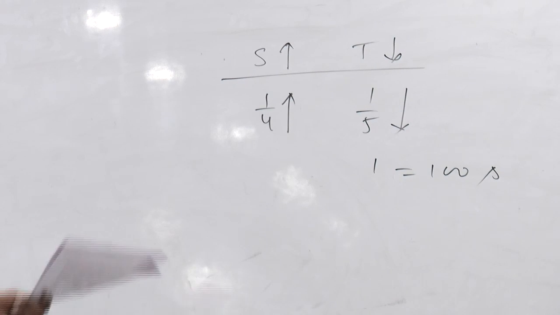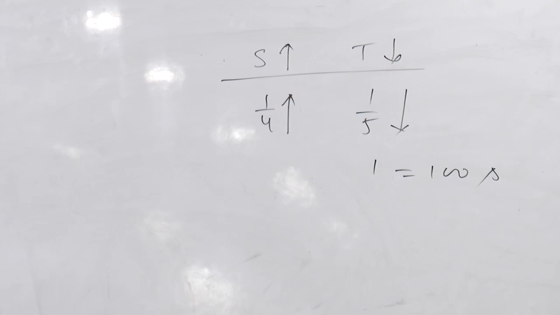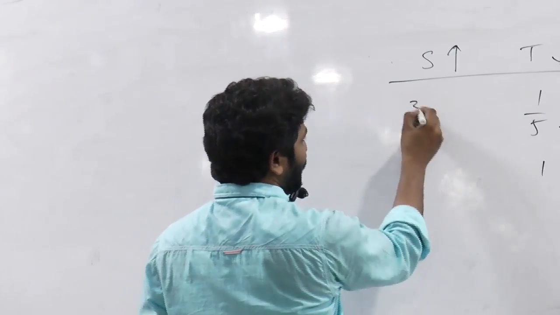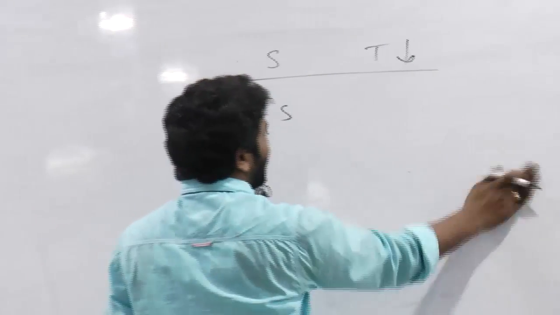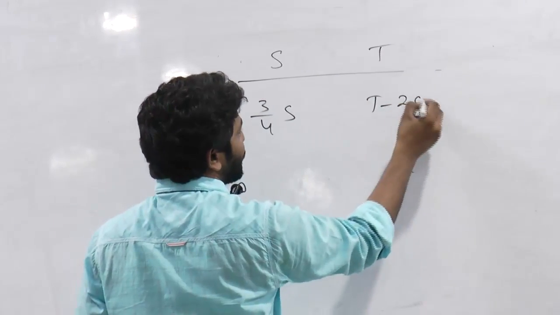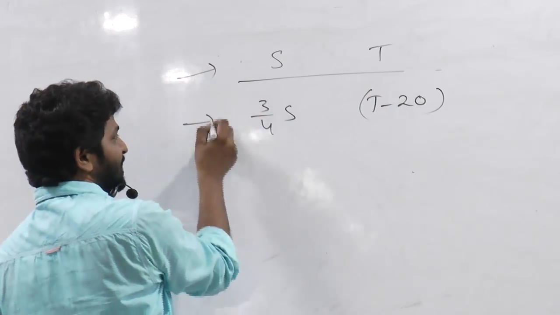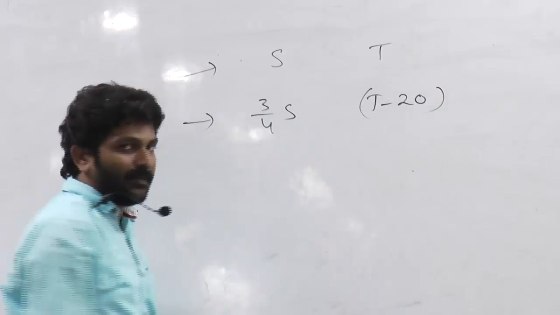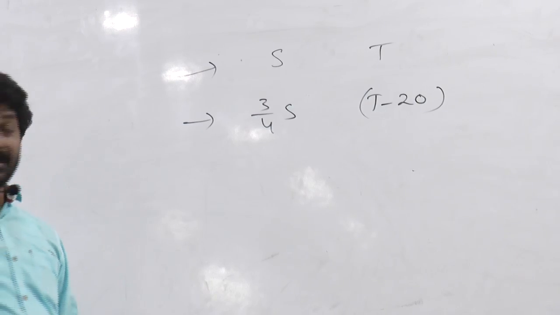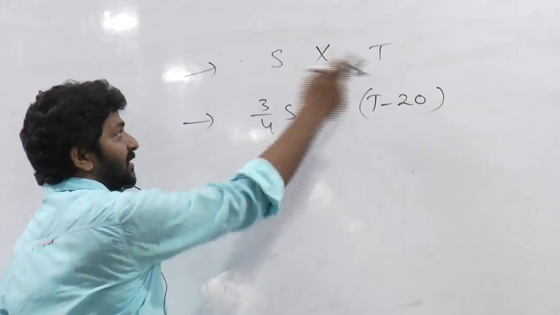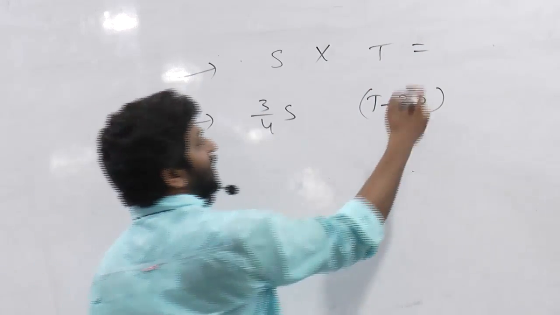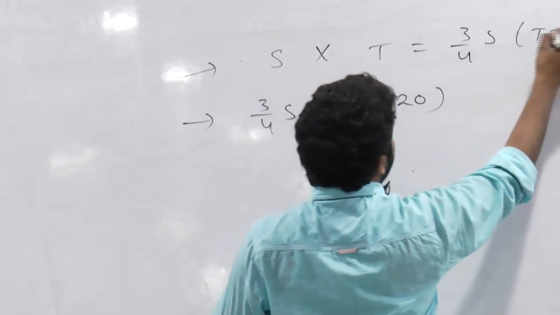Next, 2. The second one, I am not going for the formula. Suppose the speed is reduced by 25%. Now it is moving with 3/4 speed. If the original speed is S, the time taken in the second case becomes t minus 20. This is the first case and this is the second case. In both cases, the distance travelled should be the same. Distance in the first case is S into t, which must equal the distance in the second case, 3/4 S into t minus 20.